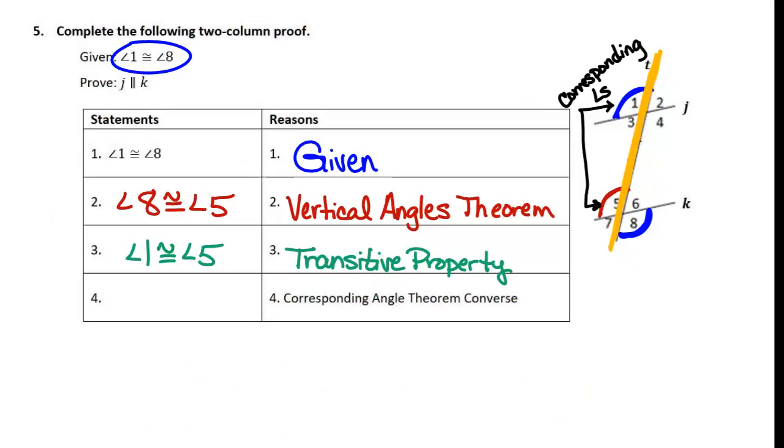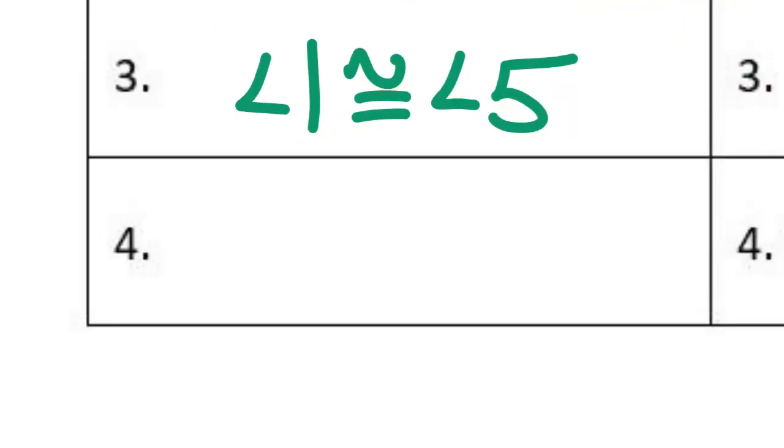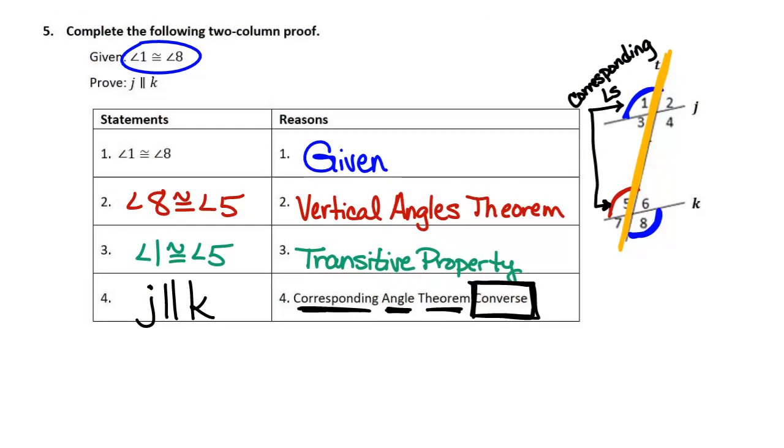When my corresponding angles are congruent, we're going to use the corresponding angle theorem converse. The converse says I know my angles are congruent, and so that means the lines, in this case J and K, have to be parallel. My converse theorems are always when I'm making a statement about lines being parallel. If I am given that lines are parallel, then I'm not going to use a converse. If I'm being asked to prove that lines are parallel, then I am using a converse.